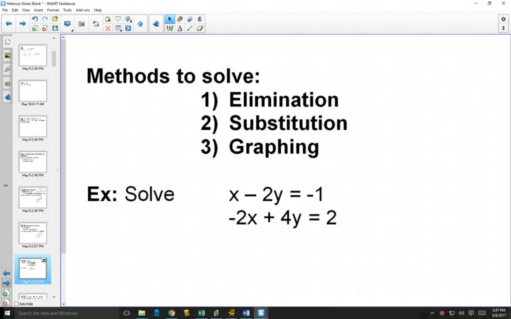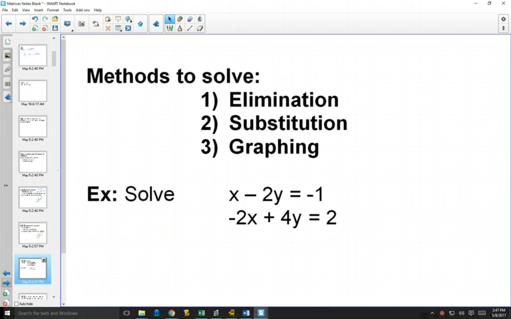So we can solve these. We've already talked about elimination and substitution. Those are your two algebraic ways to solve them. You can also solve them by graphing. If you're graphing, and things work out so nicely that they intersect at a point that's so obvious, then you can find that out.